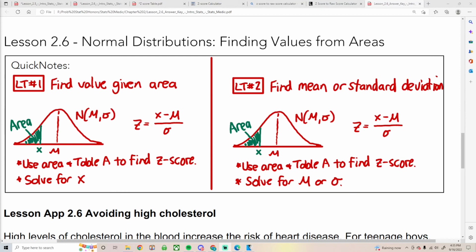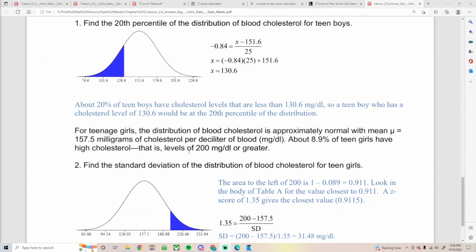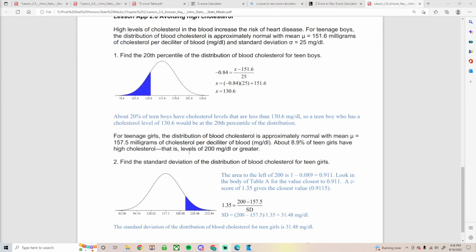So for your learning targets, it emphasizes here that you can solve for x, or you can solve for the mean, or you can solve for the standard deviation. All you need to do is rearrange the formula, or find yourself a handy-dandy calculator that'll do it for you. You've also got some of the more difficult questions down here. Obviously, you've got the challenges.